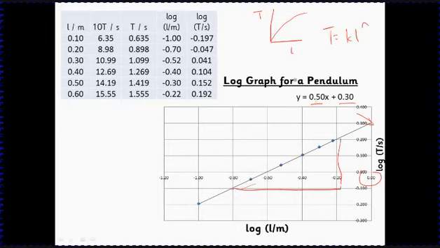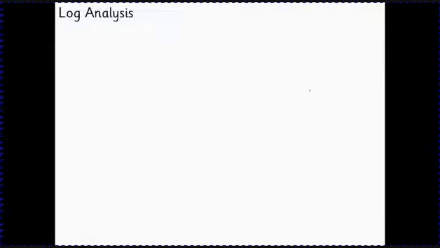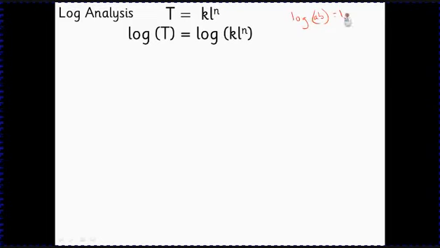So the crucial thing we need to be able to do then is to relate this equation. How does it tell us the values for this equation? Okay, this is how it's done. So we start off from T equals k L to the n. Take logs of both sides, and then we need to be remembering our log rules. So remember, our two log rules here are log of AB equals log A plus log B, and the log of a to the n equals n log a.